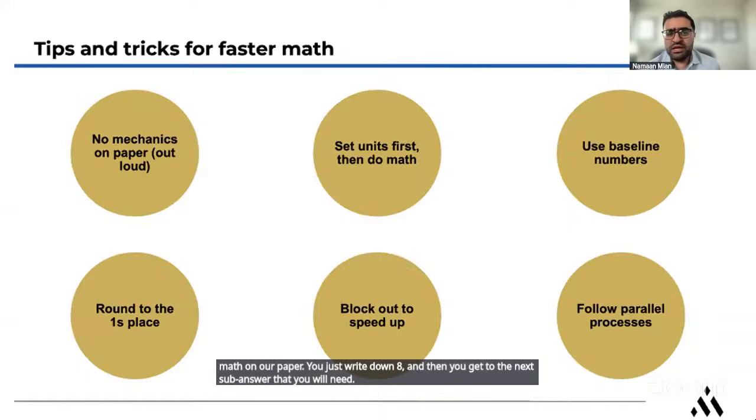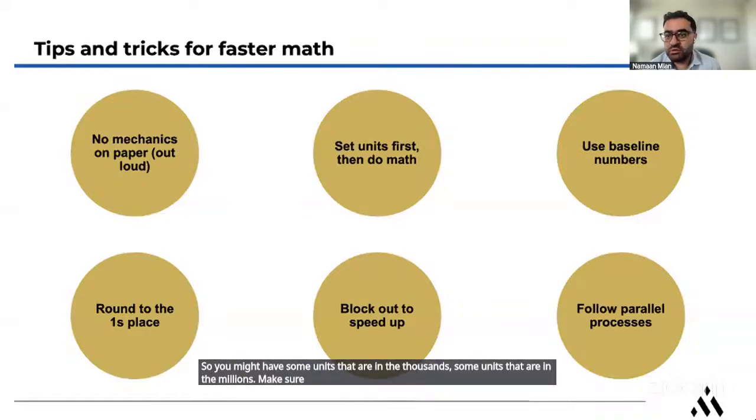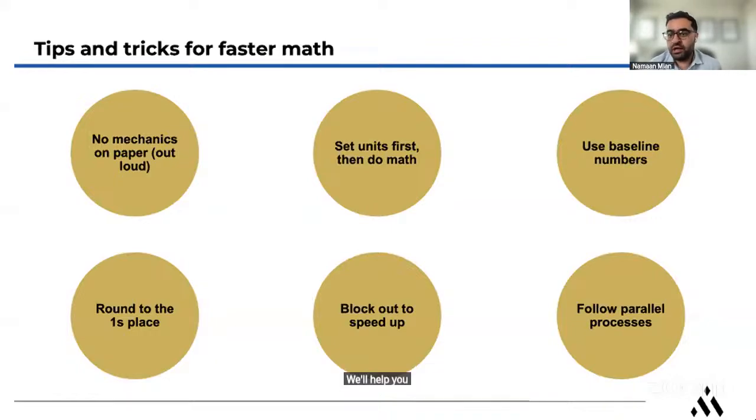Tip number 2, set your units first before you do math. You might have some units that are in the thousands, some units that are in the millions. Make sure your units are equal. Drop the zeros, add them back later. It will help you go faster, and it will help you avoid confusion.